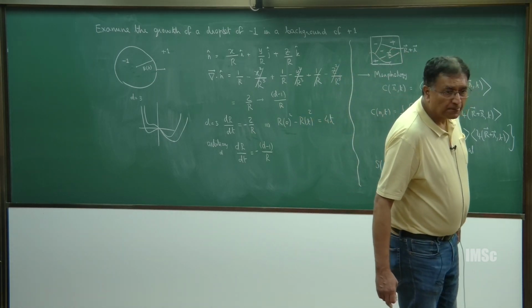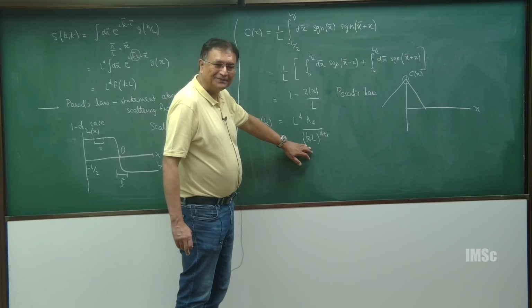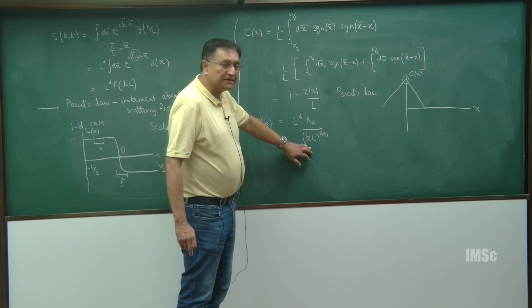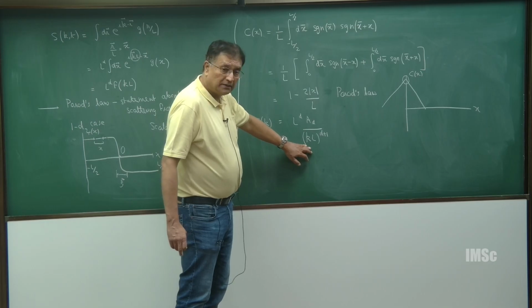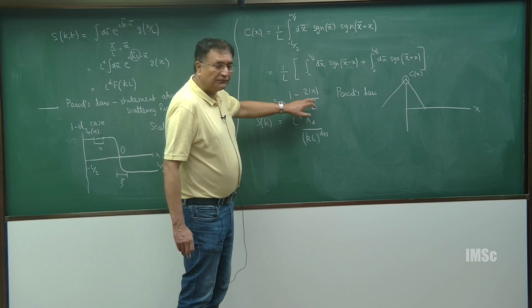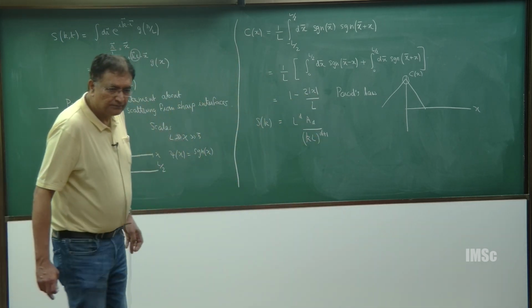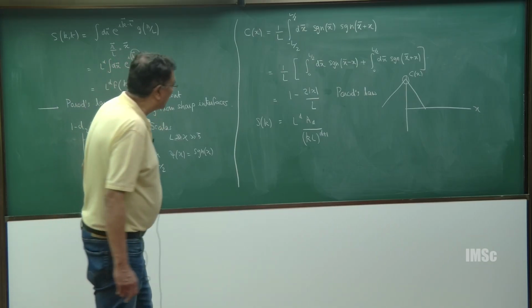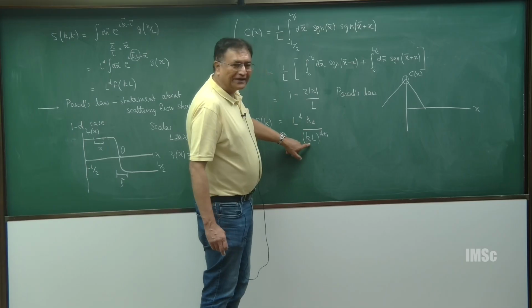For this particular cake solution, what is S(K)? S(K) has some form, the tail of which is K raised to power minus (dimensionality plus 1). D in this case is 1, but for arbitrary dimensions it is D plus 1. So for 1D it's L squared. Well, L is not the important factor, the important factor is K.